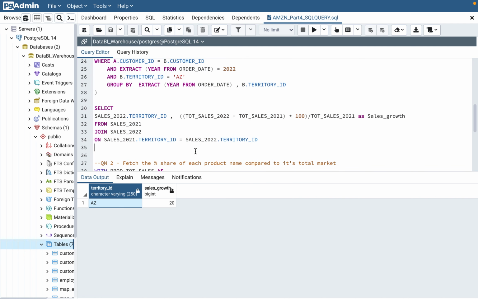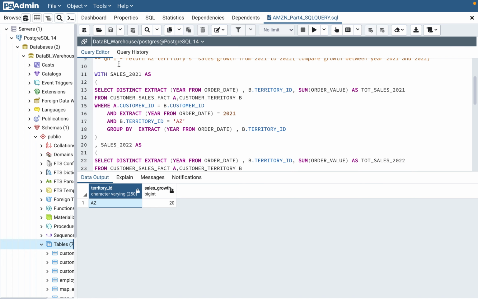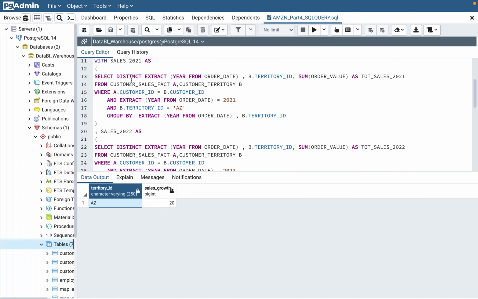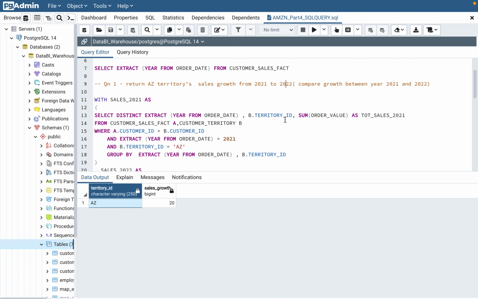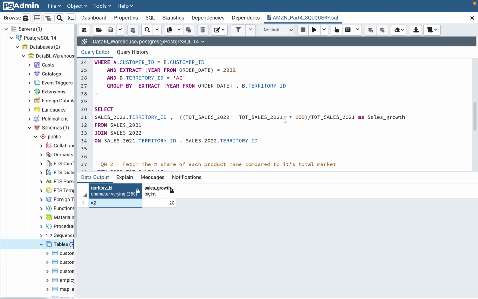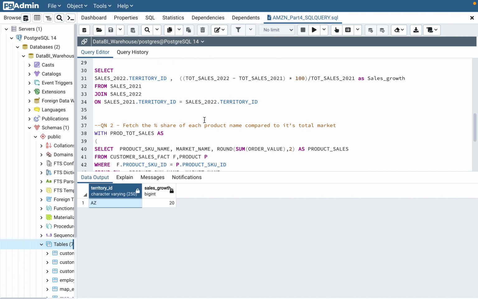So what we used here is a common table expression with the WITH clause, and then we extracted the year. If they said month, we could have extracted month. Since we want to see the growth, we looked at 2021 sales, we looked at 2022 sales, and then finally we used this formula to arrive at the percentage growth, right?